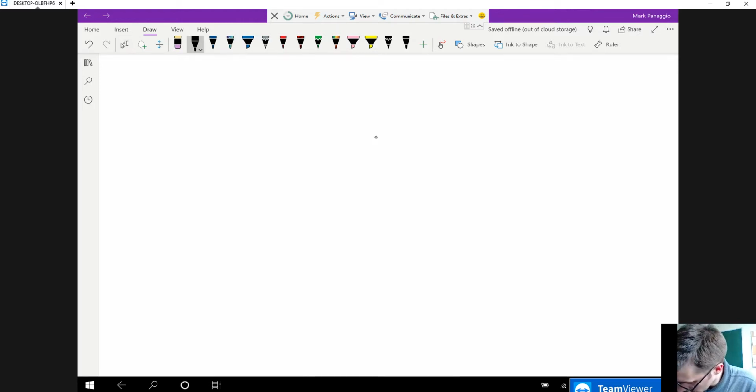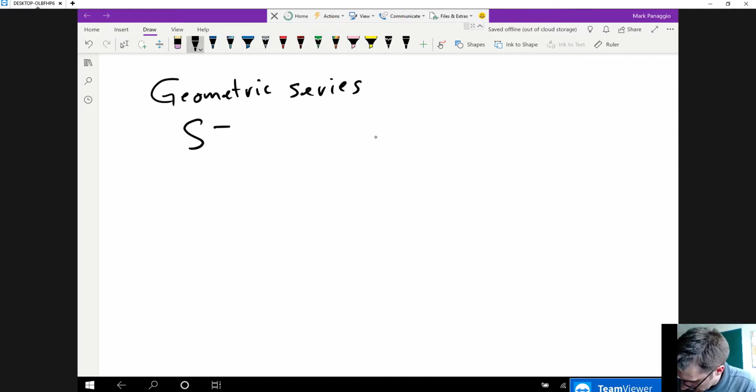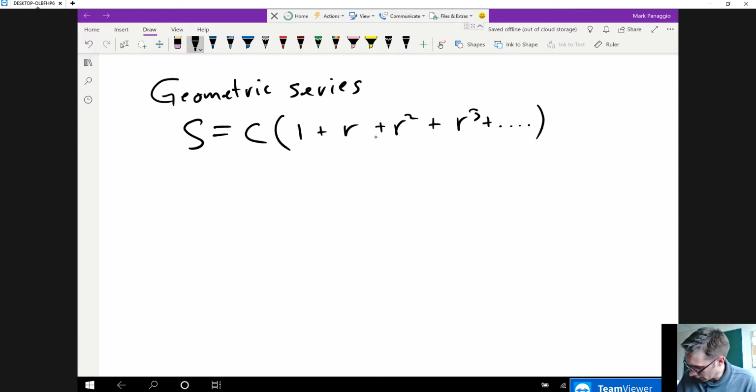A geometric series has the following form. It is the sum of some constant, which often we'll just assume the constant is 1, but there will be cases where we don't, of 1 plus r squared plus r cubed, and so on. And it goes on forever.